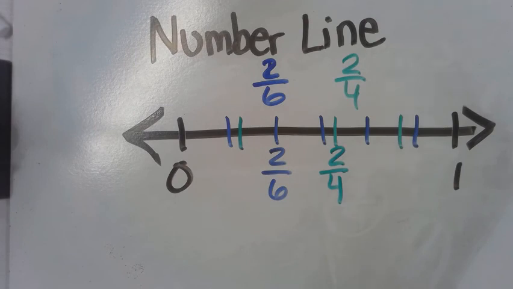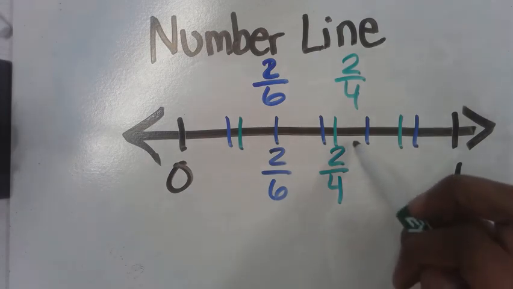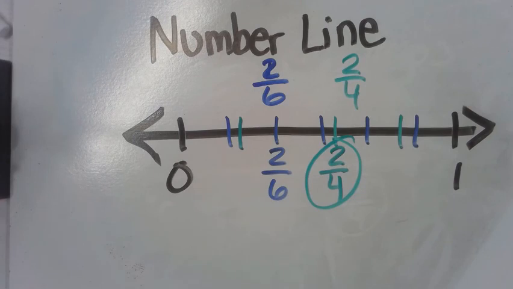So which one of these fractions is greater? Remember, the further we get to the right, the greater the number, and the further we go to the left, the smaller the number. So 2/4 would be the greater fraction. All right. Now it's time for you to give this strategy a try on the next slide.